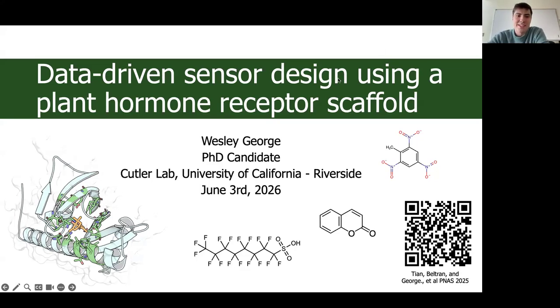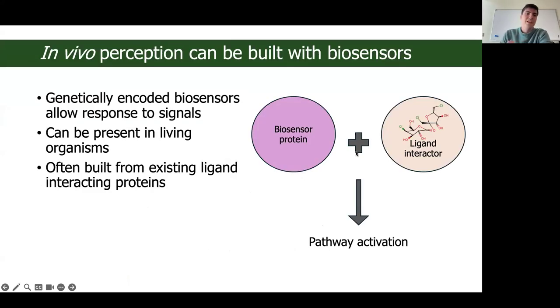Today I'll be presenting a talk titled Data-Driven Sensor Design using a plant hormone receptor scaffold. I also want to preface this by saying that a lot of the work I'll be talking about today comes from this recent PNAS paper. You'll see this QR code again as well, but if you're interested in reading more, all that information is there.